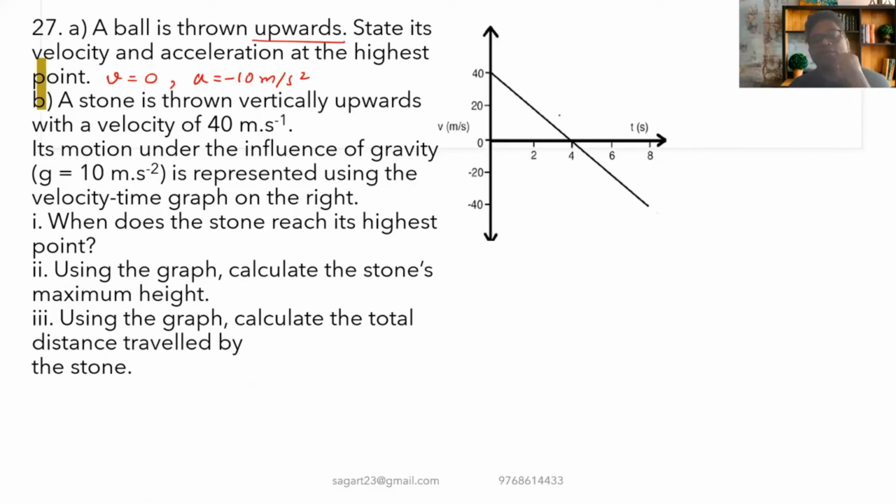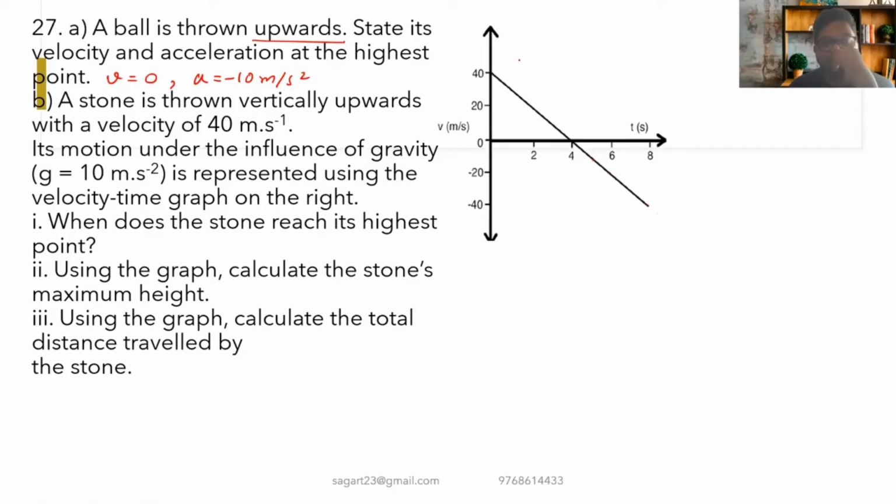So the graph is already drawn over here, students. When it is 0 seconds, the velocity is 40. After 1 second, it will be 30, and then 20, 10. So it will take 4 seconds to make it 0. And then what happens? It will start coming down. So then it will again be 10, 20, 30, and 40.